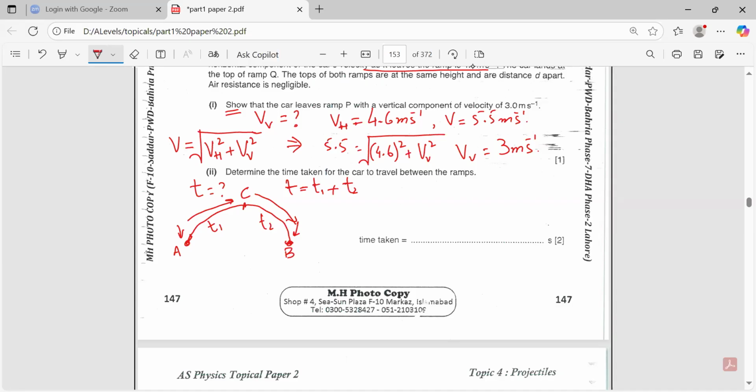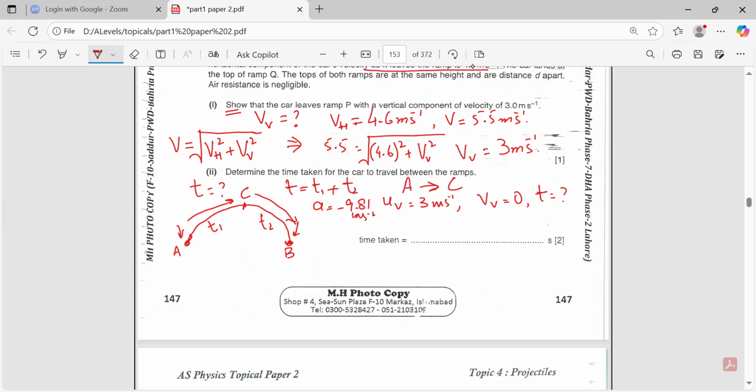For the motion from A to C, we discuss that first. So what is happening when we are moving from A to C? Our initial velocity will be the vertical velocity. The vertical velocity we found above is equal to 3 meter per second. When it reaches point C, our final vertical velocity becomes 0, and we need to find out the time. Our acceleration, when it is rising, is minus 9.81 meter per second square.